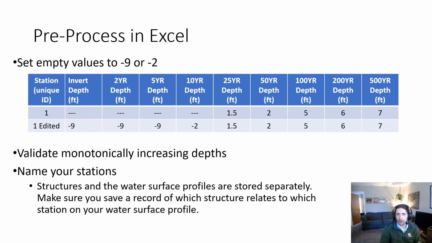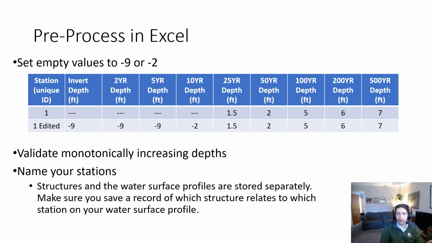We enter a -2 as the depth for the 10-year event because that's the lowest value on a depth damage curve for most occupancy types. So anything larger than the 10-year event is going to start seeing some damages, and anything smaller will see none. The smaller events are assigned an arbitrarily large negative number of -9 to ensure that those events and anything in between will never see any damages.